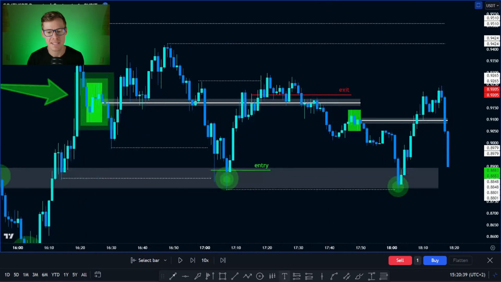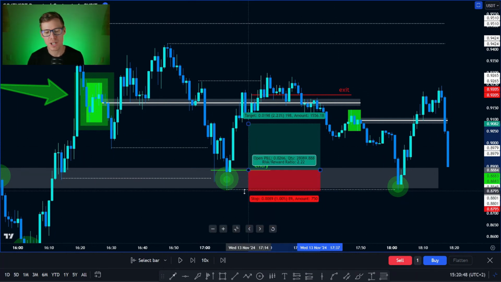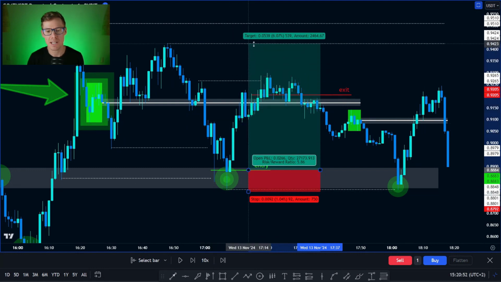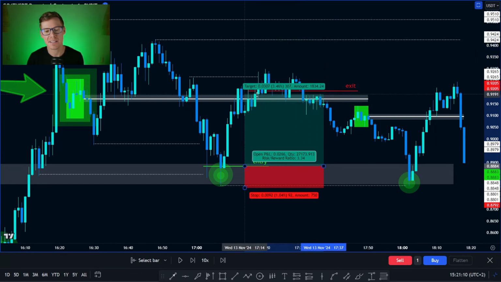If we summarize my setup, I basically entered at this point when I started seeing these huge wick rejections. That is often a sign of reversal. I set my stop loss just under the swing low, and then my target was initially this liquidity line at the top. When I saw this weakness of price just above the value line, I exited my trade.